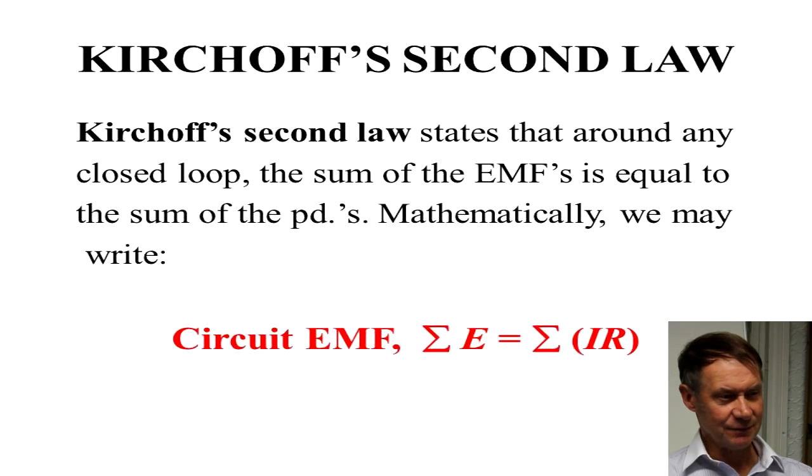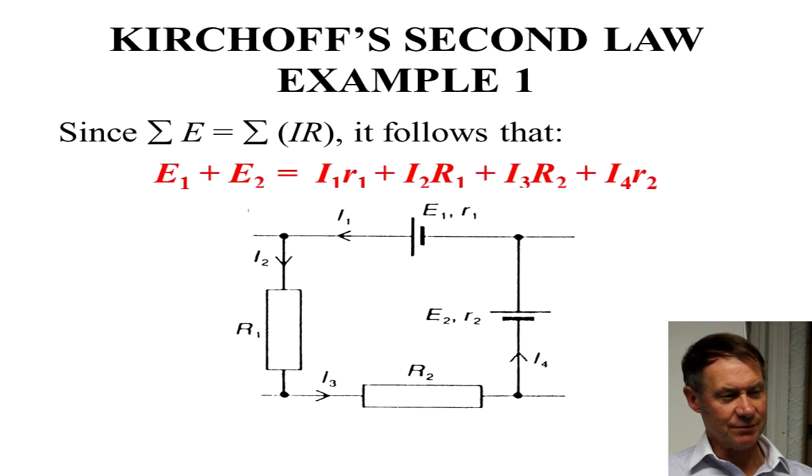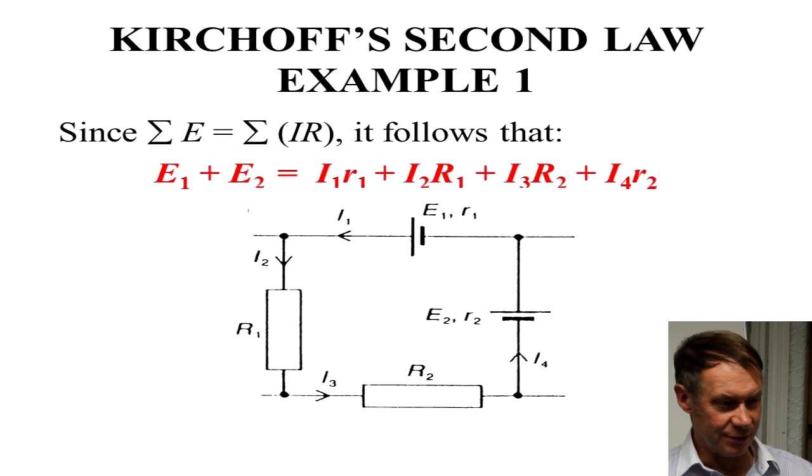In the next slide, we get Kirchhoff's second law, which states that around any closed loop, the sum of the EMFs is equal to the sum of the PDs. Mathematically, we can write circuit EMF: sigma of E is sigma of IR. And here's a simple example, just to show the question in symbols rather than numbers.